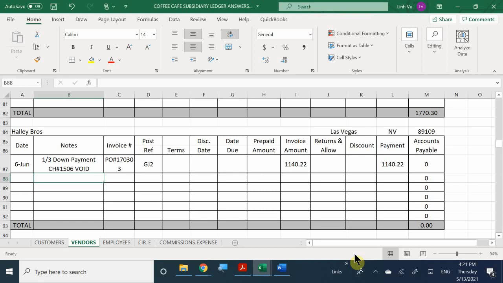Even if I made a mistake and I need to correct it on my end, I am not going to change this transaction at all. The reason being is because one, you have a new date. Two, you have a new check. Three, you have a new amount. Four, you have a new invoice amount. You have a different invoice now.